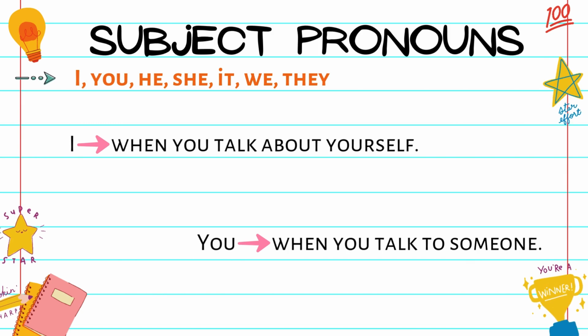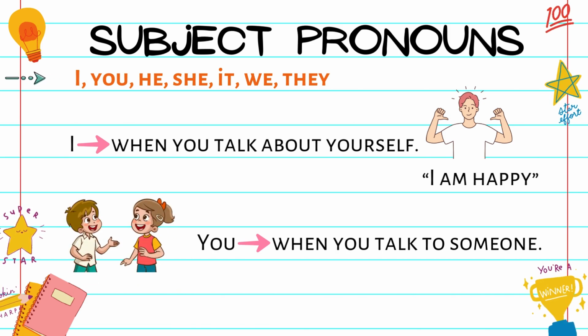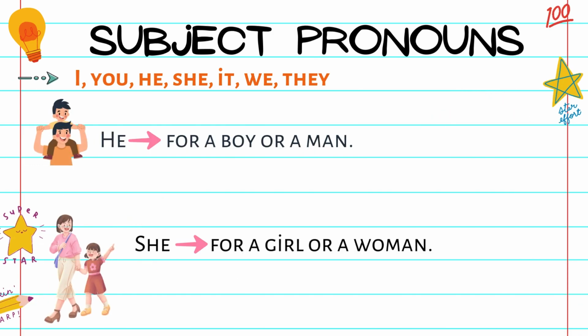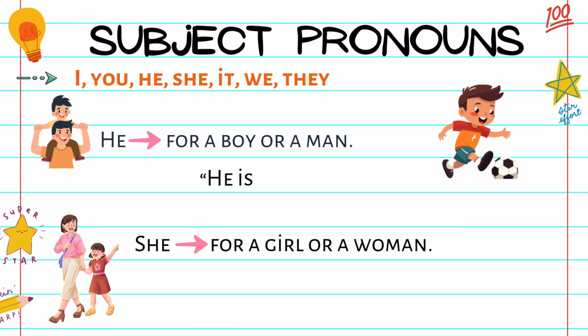I, use when you talk about yourself. Example, I am happy. Second one, you. You use when you talk to someone. Example, you are my friend. The other ones are he and she. He, for a boy or a man. Example, he is playing football.